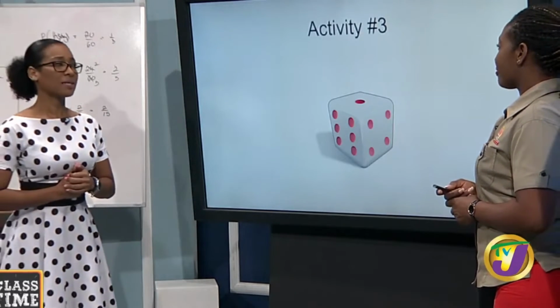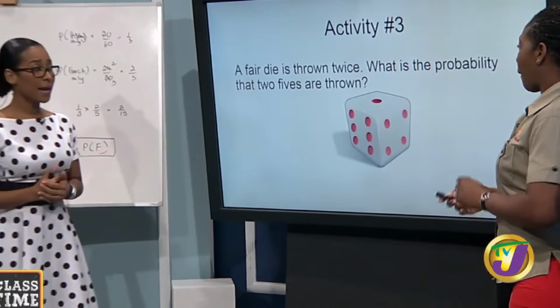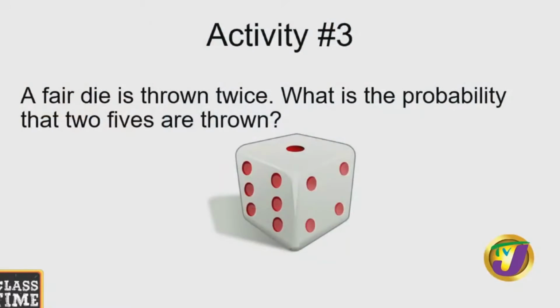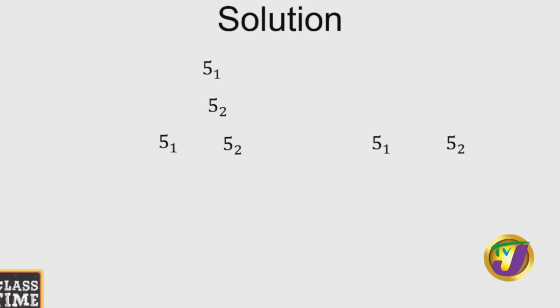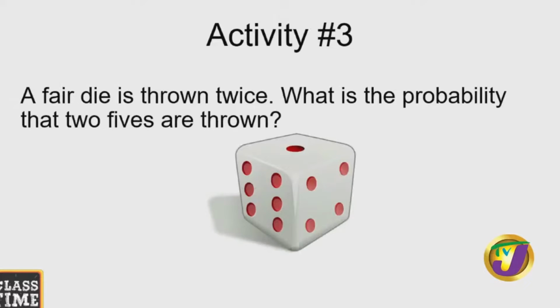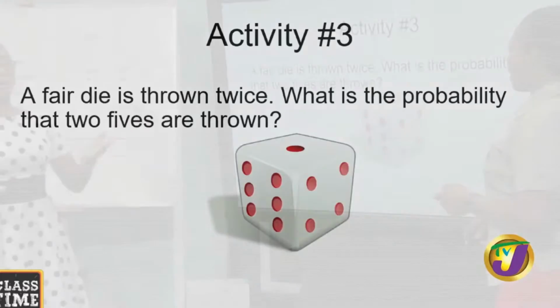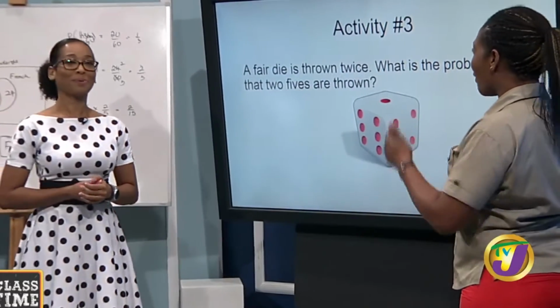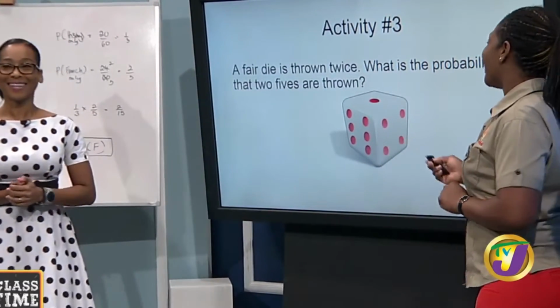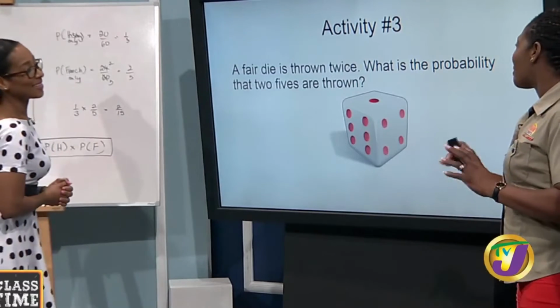So let's see if they're following. Let's look at another activity. A fair die is thrown twice. What is the probability that 2 5s are thrown? Let's look at it before we look at any solution. Why do you call it a fair die? Because it's fair. It's balanced. There's no cheating in the die. So a fair die is thrown twice.